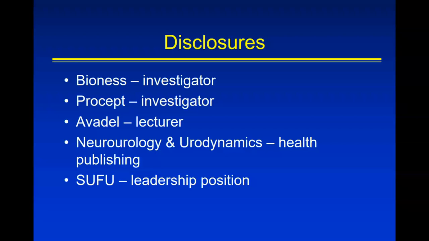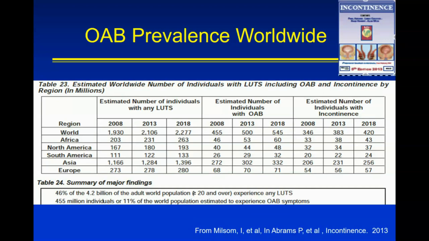So just a brief overview: how prevalent is overactive bladder? We see this as urologists. We see a lot of patients with overactive bladder. But theoretically, up to 11% of the world has overactive bladder, maybe even more. If you look at North America, it's 44 million. So whatever it is, it's a lot of people, and a lot of our patients have overactive bladder.